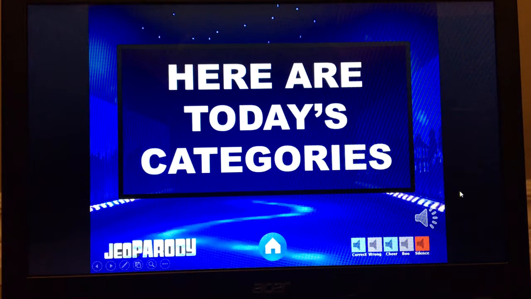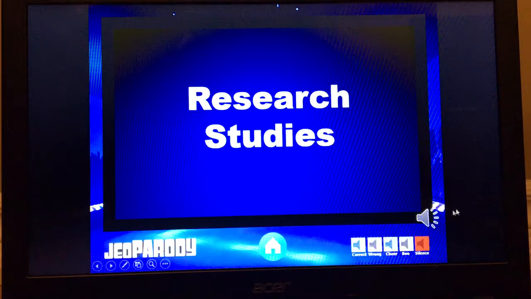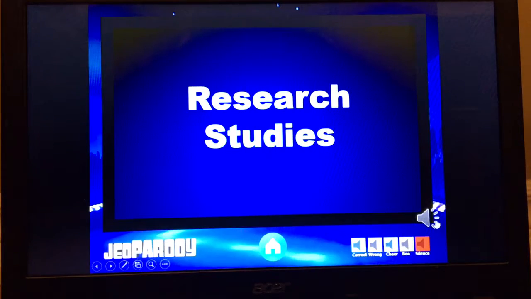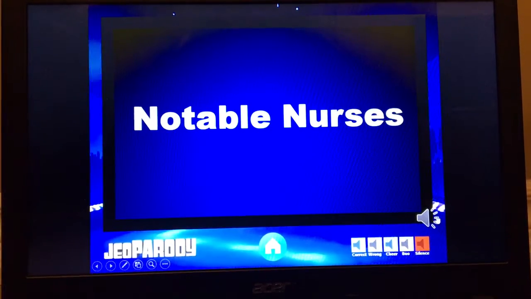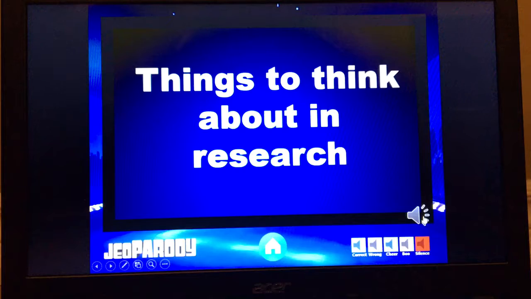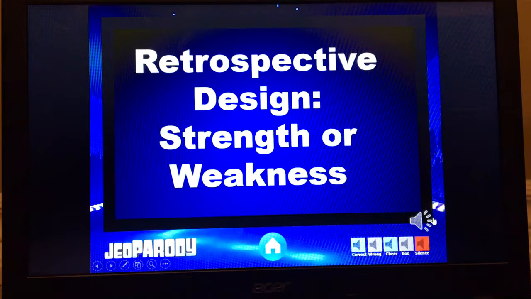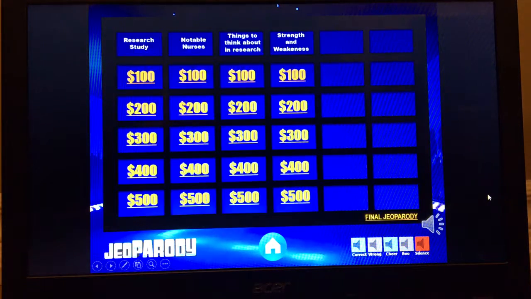Here are today's categories. Research studies, notable nurses, things to think about in research, retrospective design, strength or weakness.